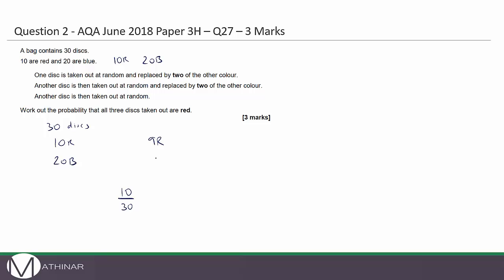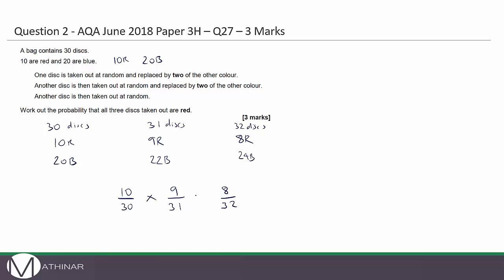So we now have 22 blue. So now we have 31 discs in total. And the probability of a red for the second pick is 9 out of 31. And we pick another red. So if we pick another red, we now have 8 reds and we replace it by 2 blues, so we now have 24 blues. So we now have 32 discs. So the probability that the third one is red is 8 out of 32.